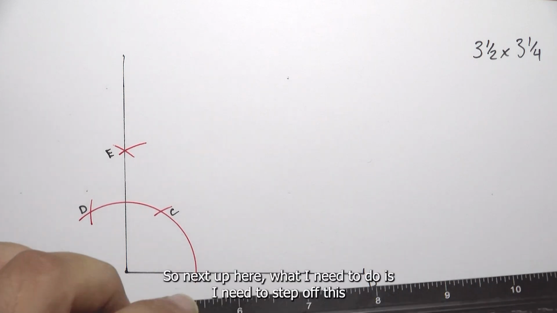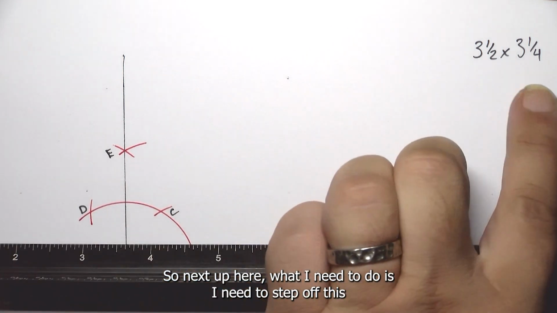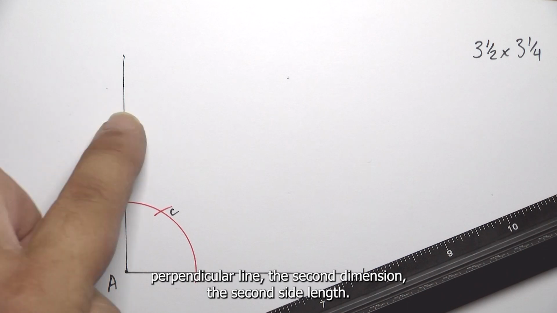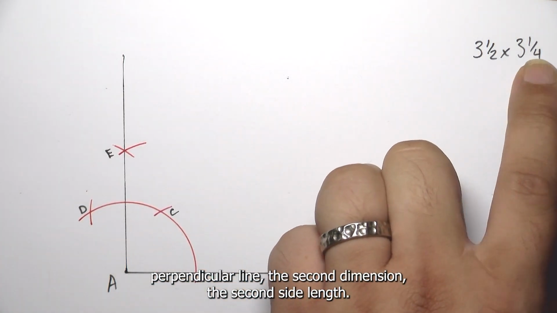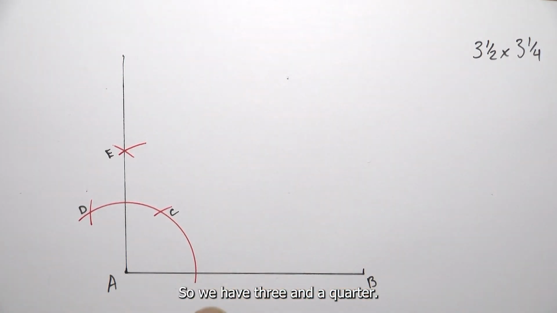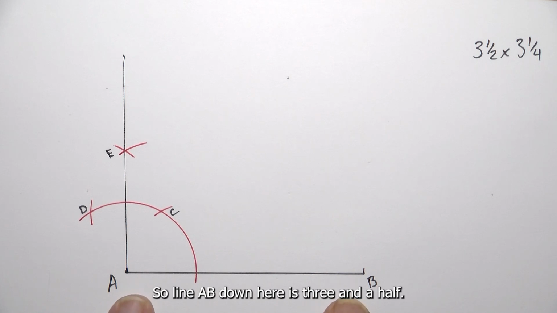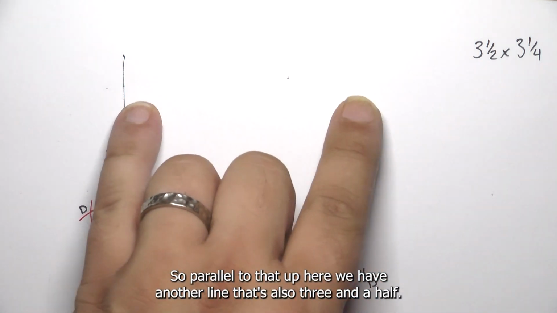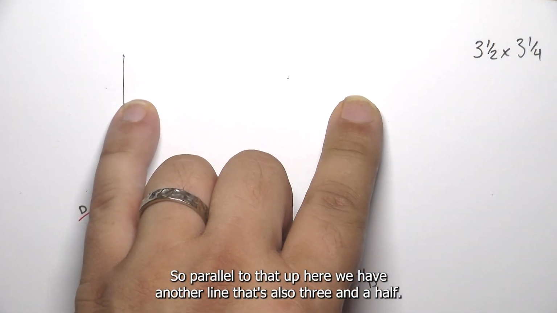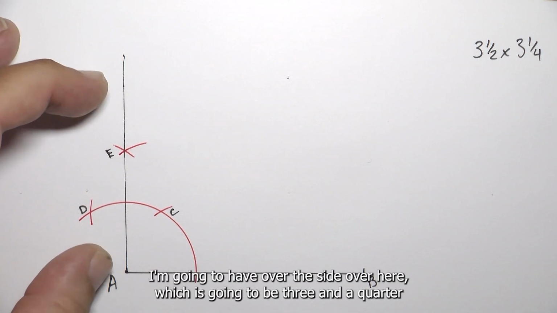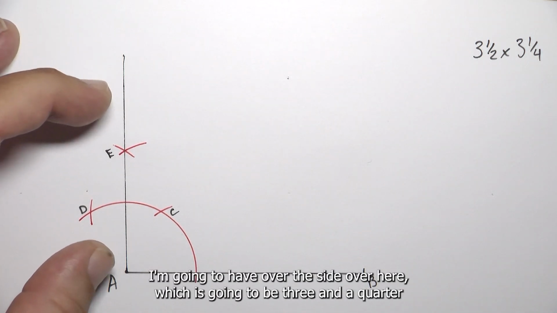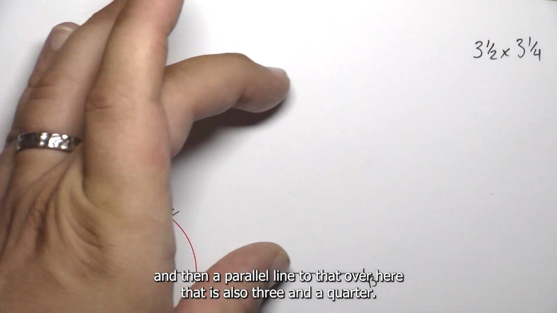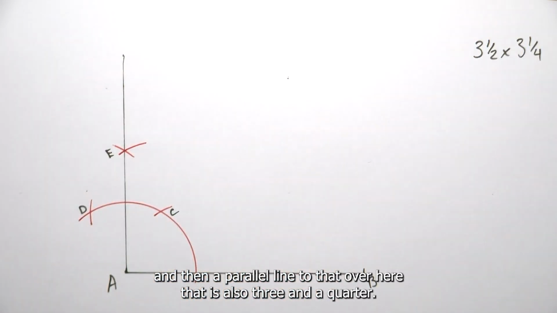So next, I need to step off the second dimension, the second side length, along this perpendicular line. We have 3.25. Line AB down here is 3.5, so parallel to that up here I'm going to have another line that's also 3.5. And then to complete the rectangle, I'm going to have the side over here, which is going to be 3.25, and a parallel line to that over here that is also 3.25.